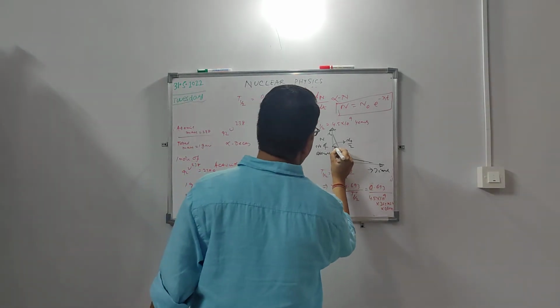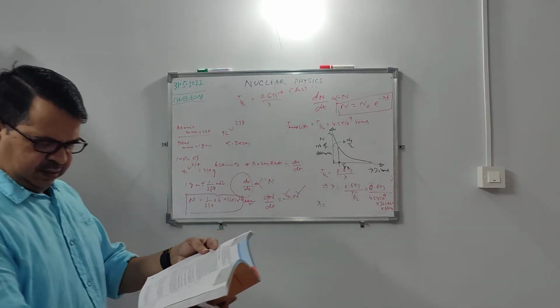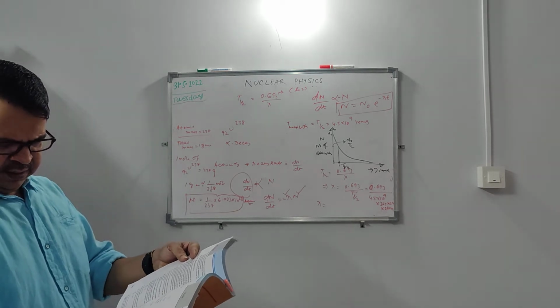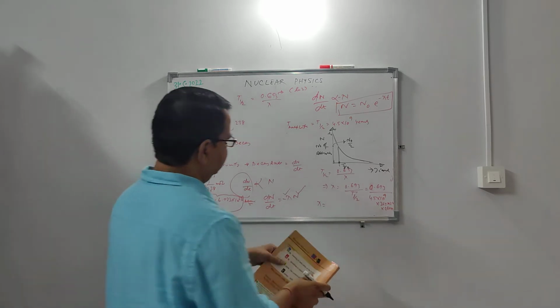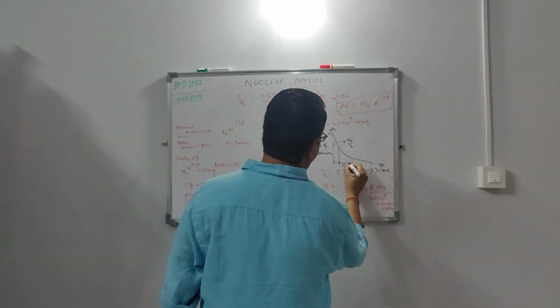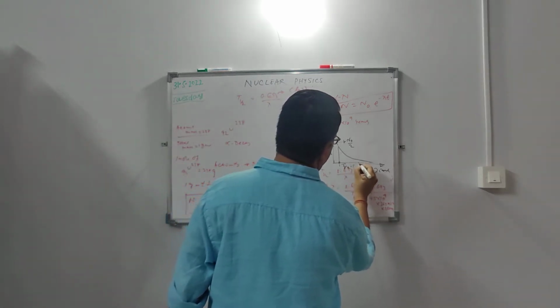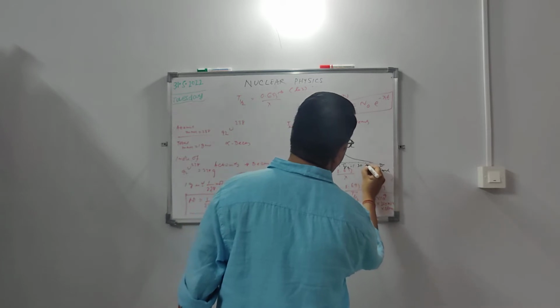So you can see this T half life. Then it will be 2T, 3T, 4T like that.